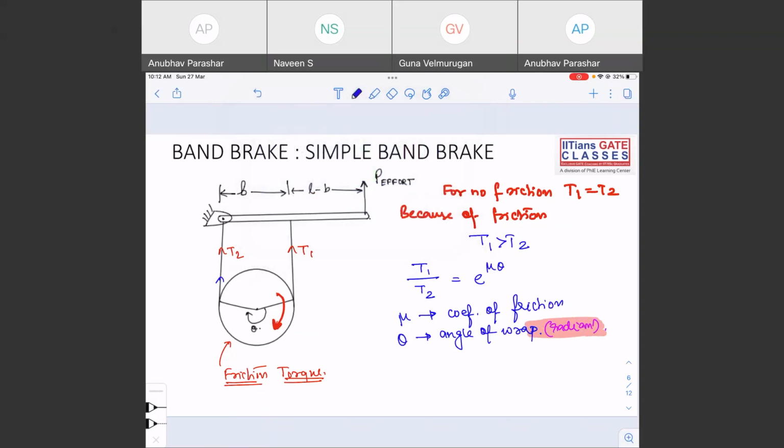Okay, what is angle of wrap? It is how much angle the string has wrapped the moving wheel. It might be 180 degrees, it might be more than 180 degrees, or less than 180 degrees. It depends on how the strings are oriented. We'll do a problem where it is more than 180 degrees, and when you see the figure, you'll get to realize.